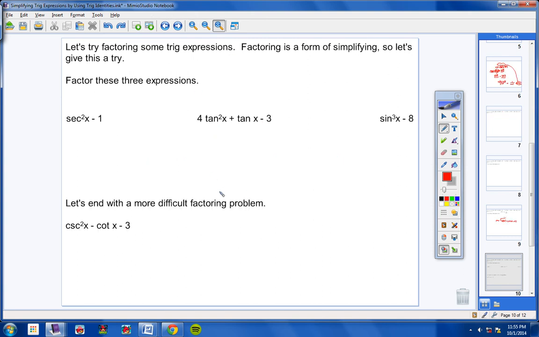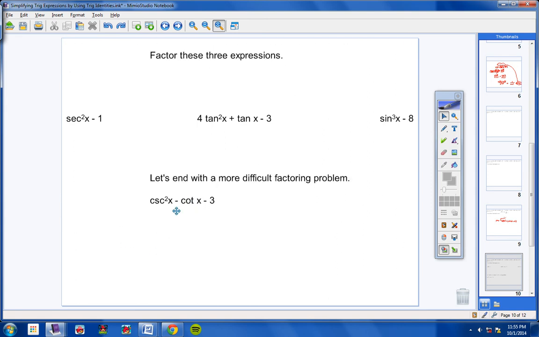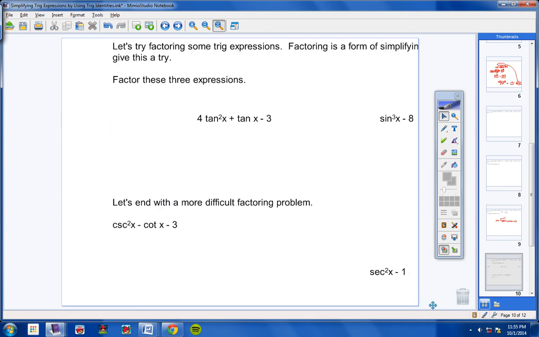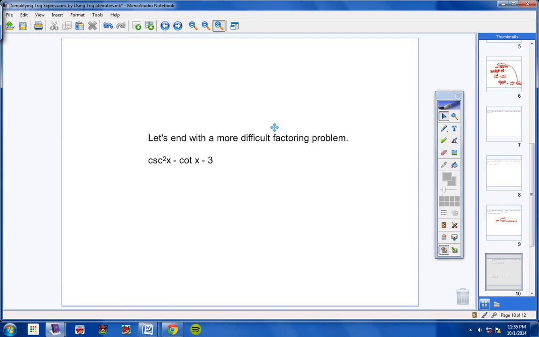Moving on. All right. Now let's take a look at one more, just one more. Let's take a look at one more here. It's a little more difficult. And let's see if we can't help you with this, okay?